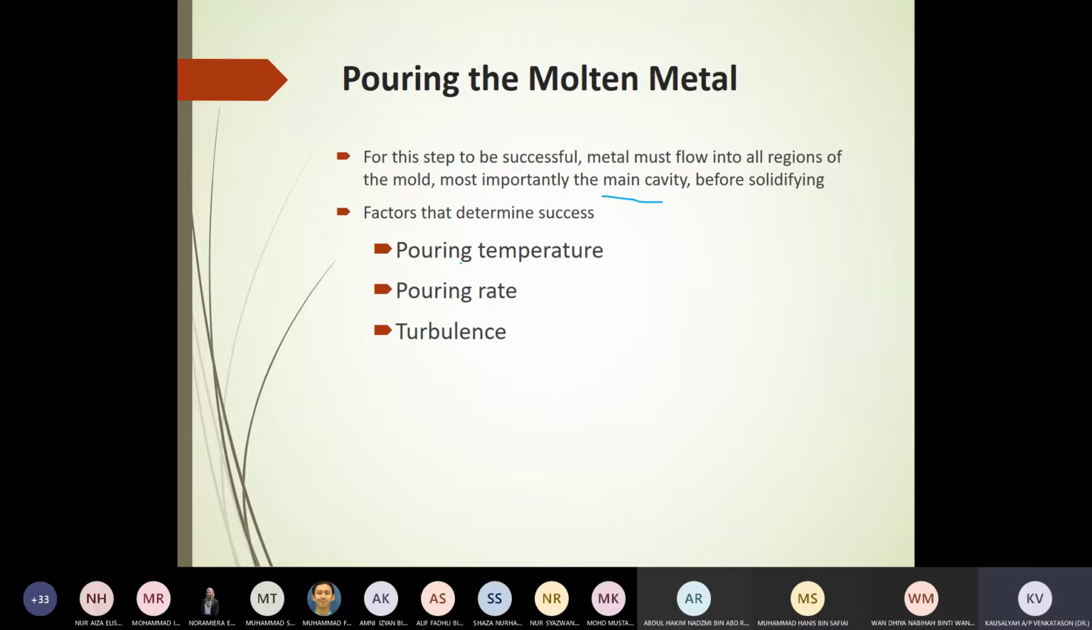So what determines the success? The pouring temperature. So I said it has to be melted enough and melted slightly more. The rate of pouring, if it's too slow, then the solidification starts taking place. We want to ensure there is no turbulence, because when there is turbulence, then you start capturing air holes or pockets, which will later increase or create porosity and create defects.